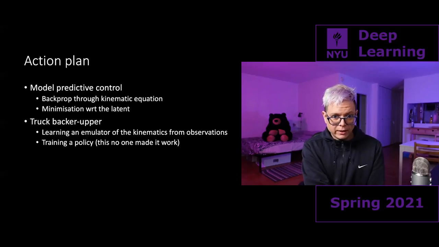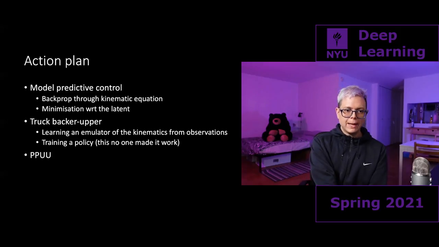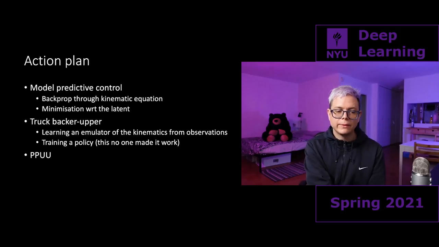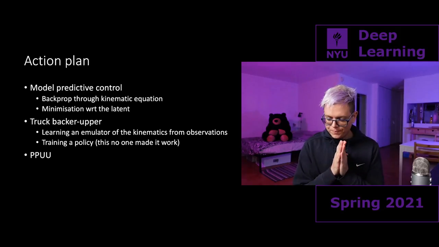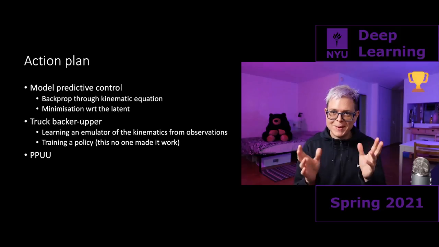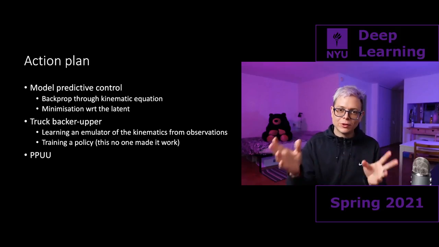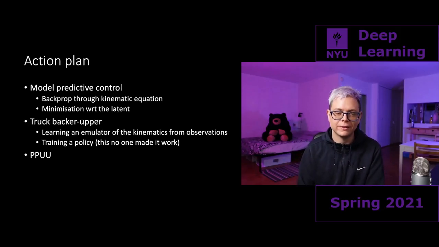And finally, today, the third part. So PPUU: planning and prediction and planning under uncertainty. So this is the, you know, holy grail. No, maybe not. But it has the combination of all the different things we talked about across the semester, right?